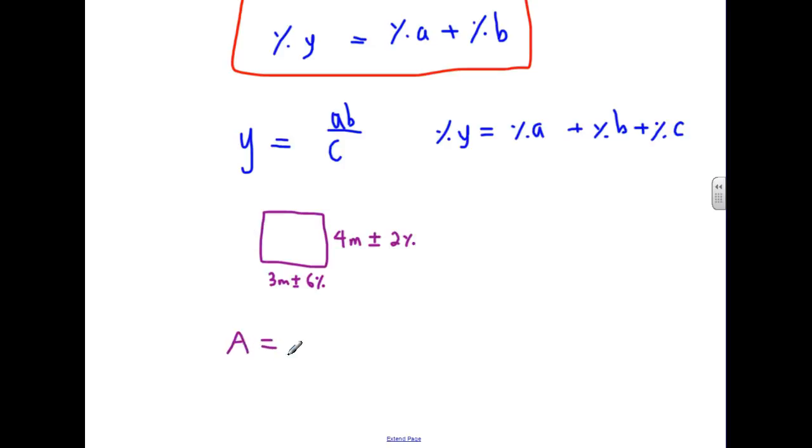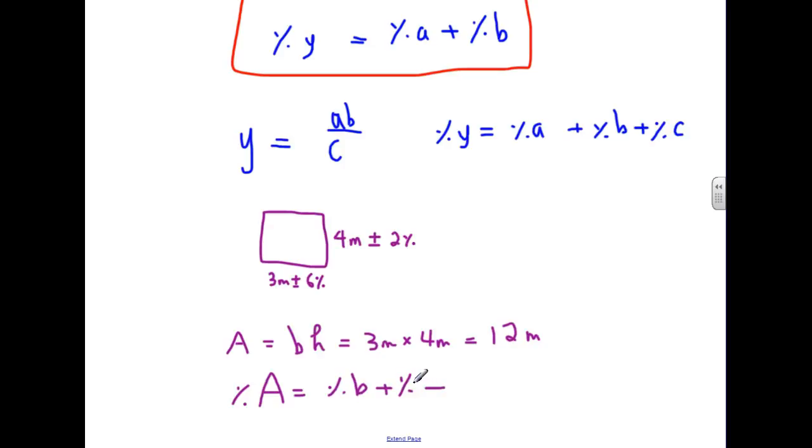Well, the area is length times, let's say, base times height. So 3 meters times 4 meters. That's 12 square meters. And the percentage uncertainty in A is what I can find straight away. Percentage uncertainty is going to be, well, you just add the percentage uncertainty in base plus the percentage uncertainty in height.